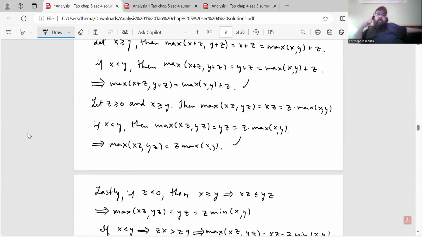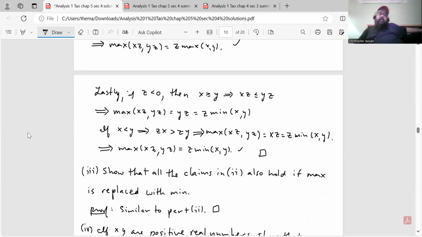Okay, and then second to last, let z be greater than or equal to 0, so non-negative, and x greater than or equal to y. Then max(xz, yz) is equal to xz, which is z times the maximum of x and y. And if we assume the other direction, if x is less than y, then max(xz, yz) is yz, which is the same thing as z times y, which is z times the maximum of x and y in that case. Therefore, the identity holds, right?